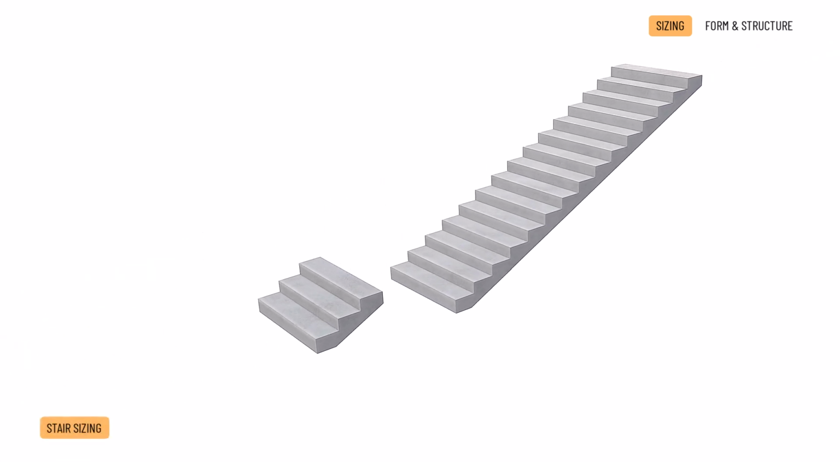Sizing the staircase. The floor-to-floor height and the construction rules for a comfortable staircase determine the rise and run of the steps, which also determine the length of the flight. To determine the step rise and the step run, use the formula 2 rises plus 1 run equals 60 to 64 centimeters.